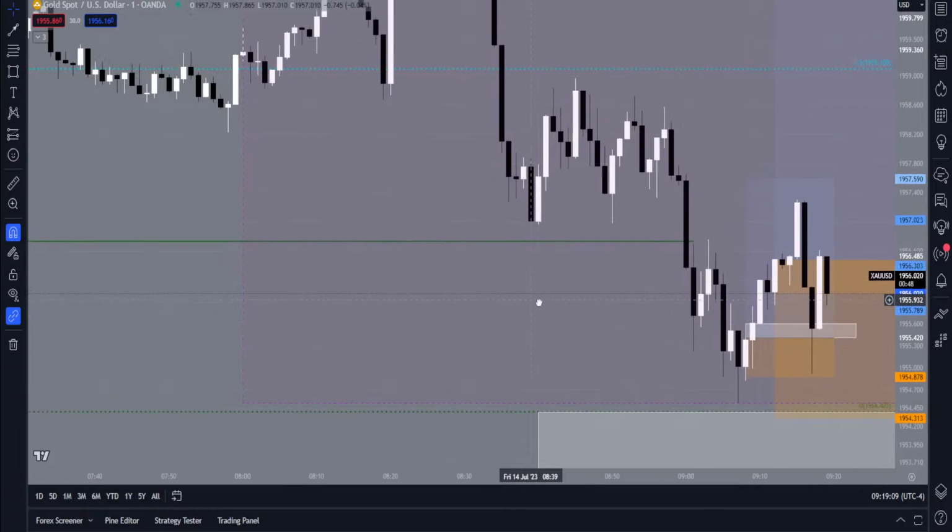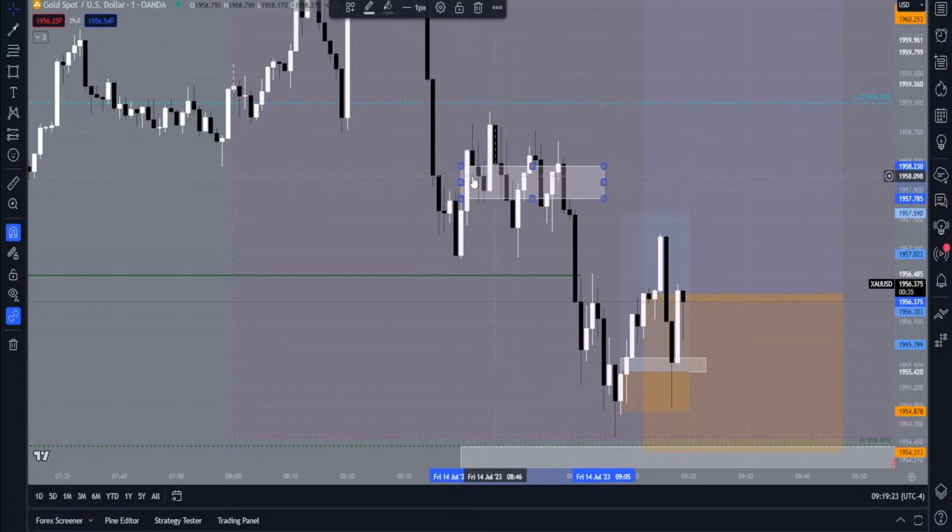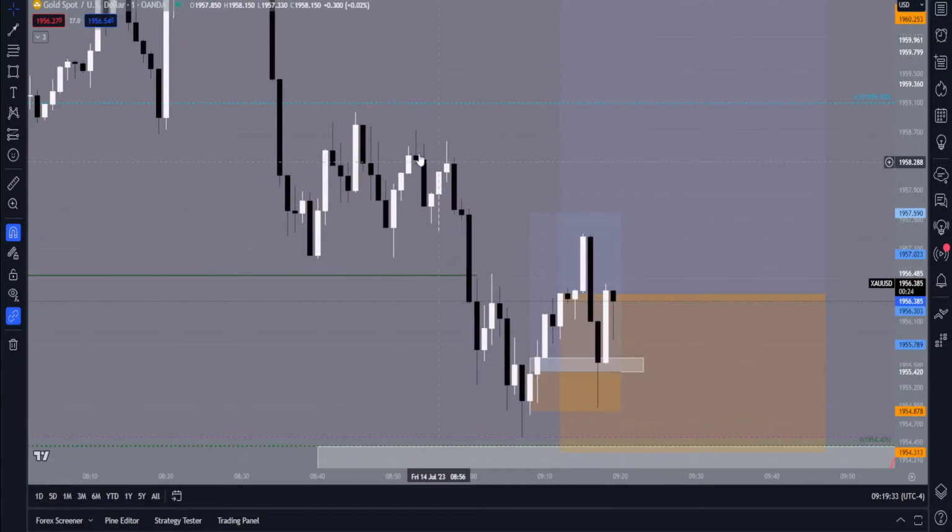Now, you may see to the left here, there were imbalances here. This one here, this one here. Why wouldn't we take those or count those? Because as they were happening, I was looking at this imbalance. Look at, they all filled in with this imbalance right here. So technically it's like the same trade. So that's why this would be the second trade and not these two here. Hopefully that makes sense.